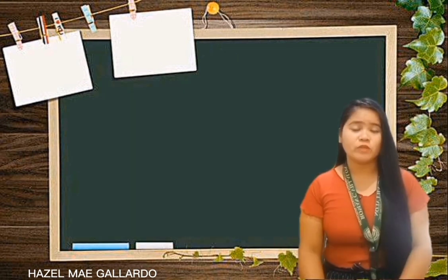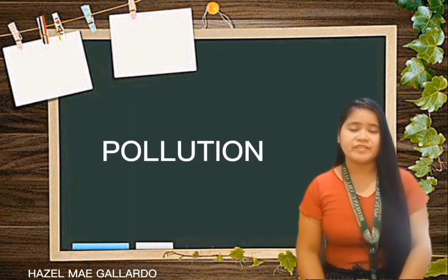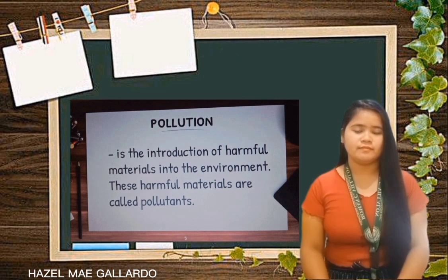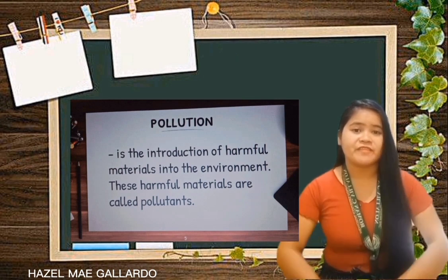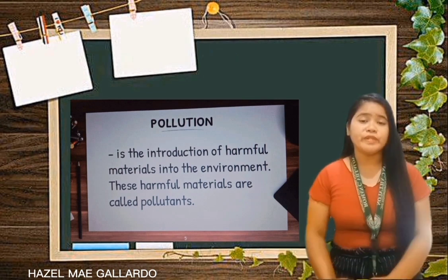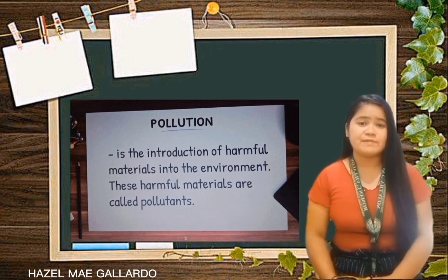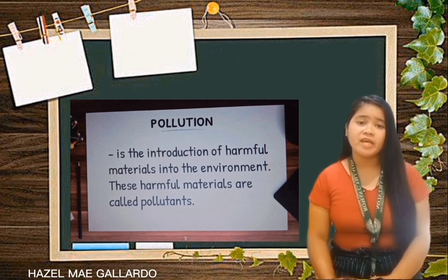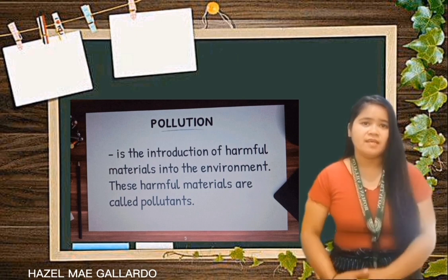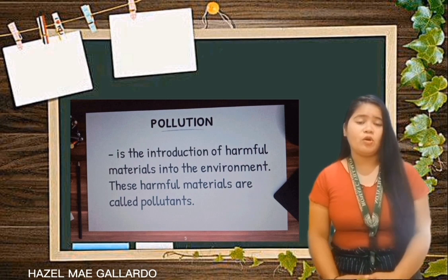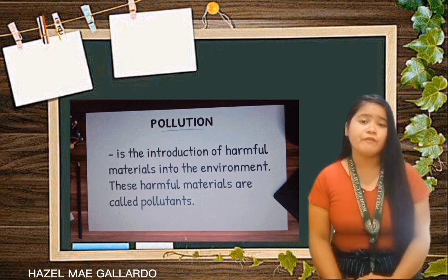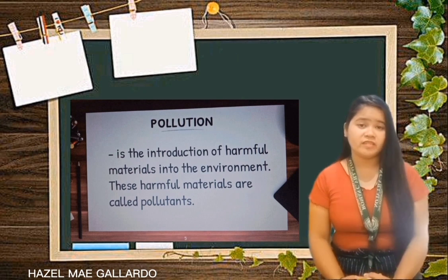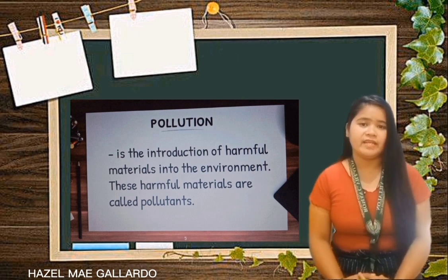Next, class, is pollution. Please read the meaning of pollution. Okay, thank you, class. Pollutants can be natural, such as volcanic ash. Pollutants are also created by human activity, such as trash or runoff produced by factories. Pollutants damage the quality of the air, water, and land.